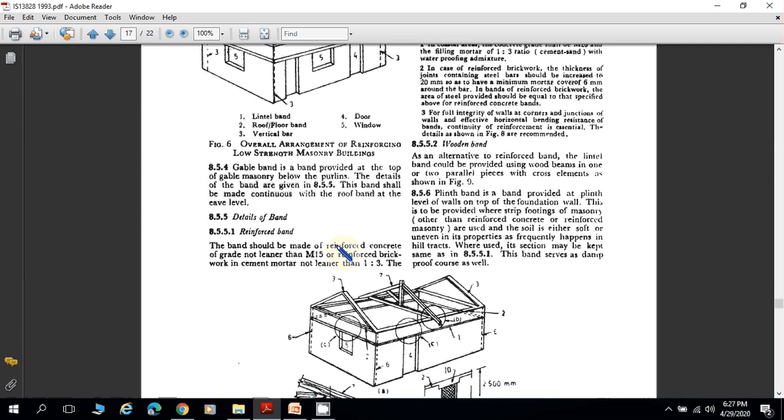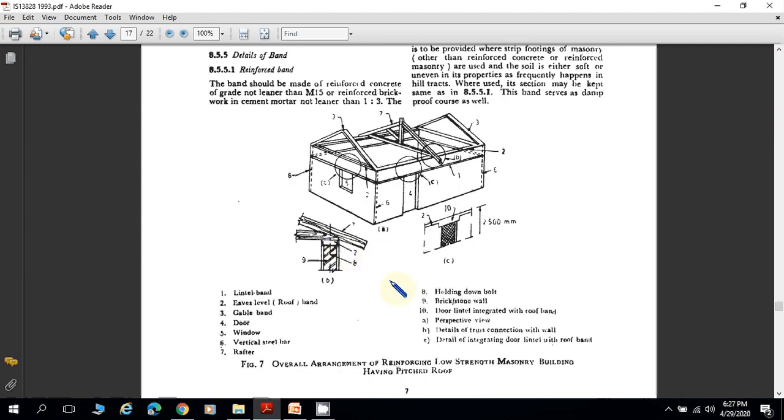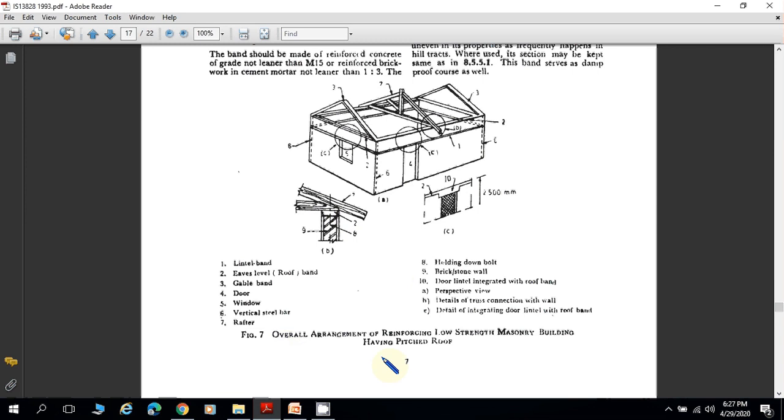Details of bands: wooden bands can be provided. In this picture also we see the overall arrangement of reinforcing a low strength masonry building which has a pitched roof. Such a building has lintel bands, eave bands, gable bands, doors, windows, vertical bars, and rafters. This truss portion is called the rafters, and it can be joined by a holding down bolt, which is provided here. So how will the holding down bolt be provided?